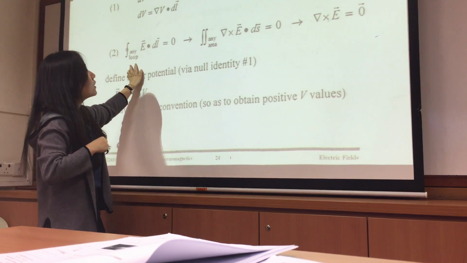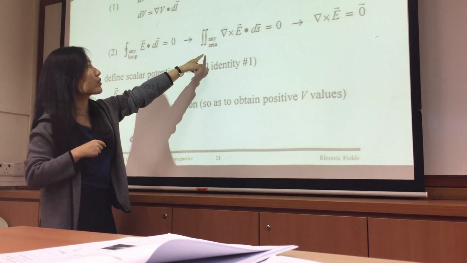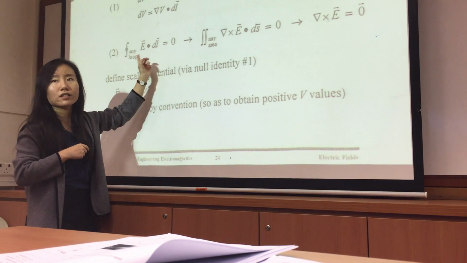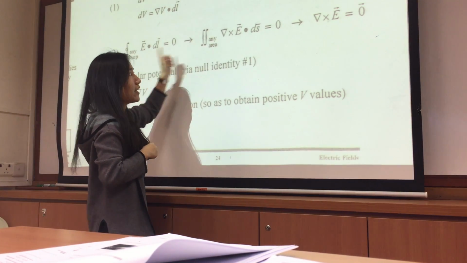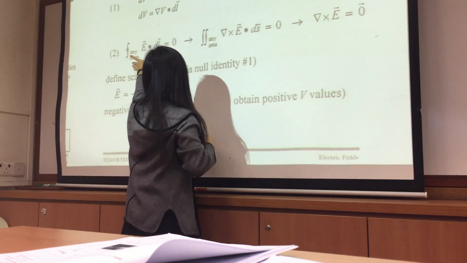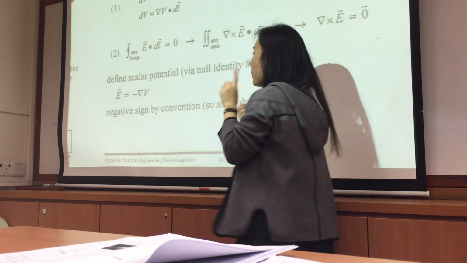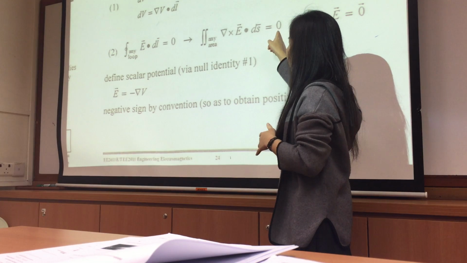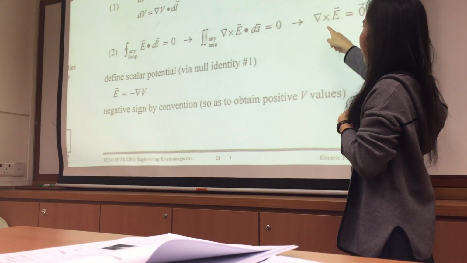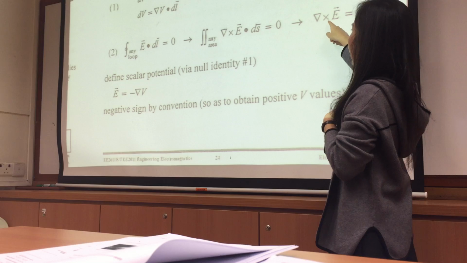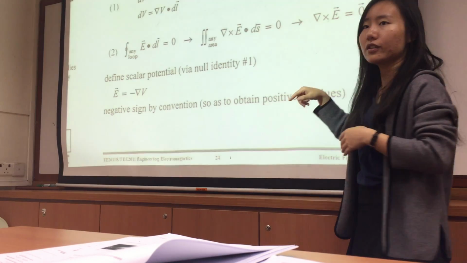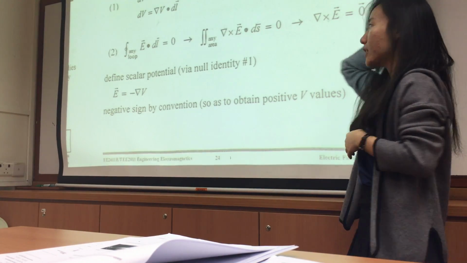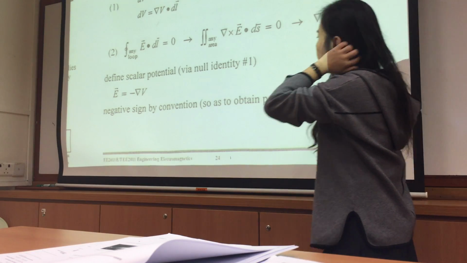So this is any loop, and this one is Stokes' theorem: loop and area. This one and this one are the same thing because of Stokes' theorem. And this one just compares, so this one is 0. And then I can calculate that the curl of E equals 0.